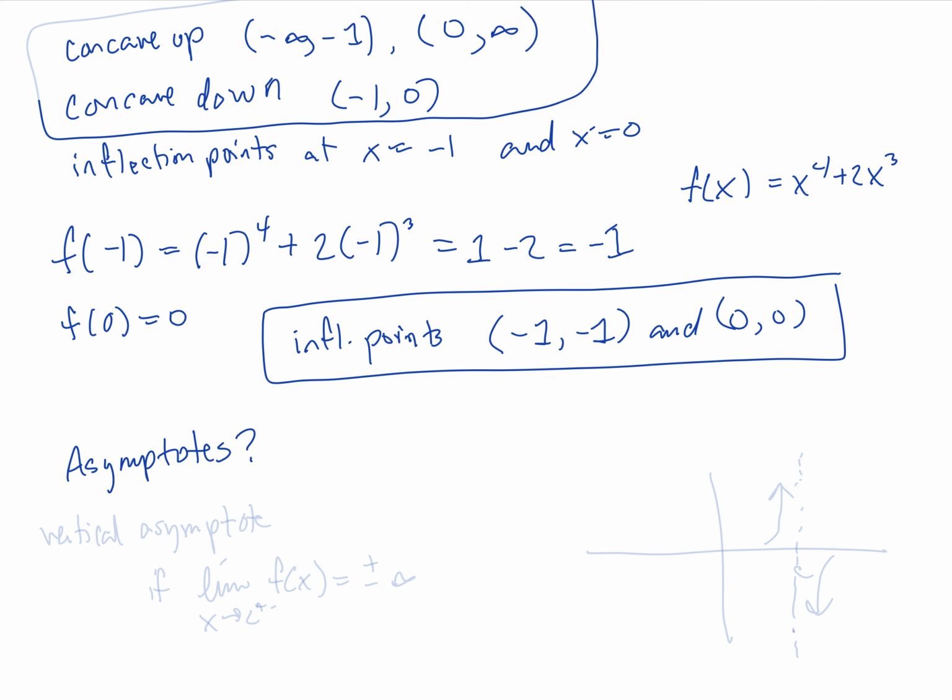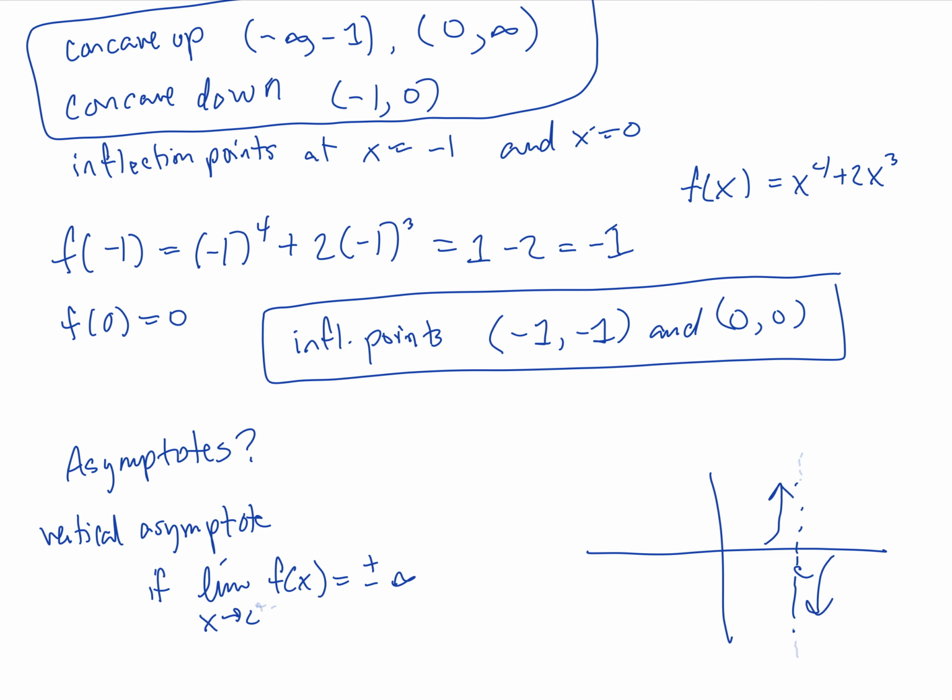So we know where the function is concave up and concave down, and we know where our inflection points are. So the next piece of information we're asked for is whether there are any vertical or horizontal asymptotes. So remember that a vertical asymptote is a place where the limit as x approaches c of f of x is positive or negative infinity. So a vertical asymptote is a place like that where, as x approaches c, the function either goes to positive infinity or negative infinity, and again, from the right or from the left.